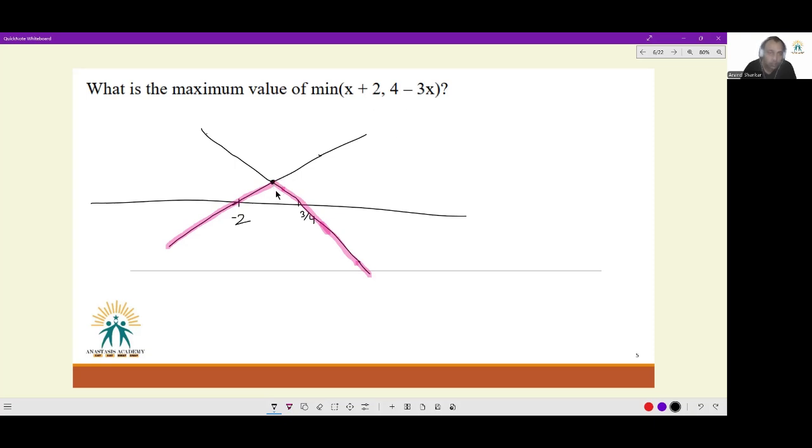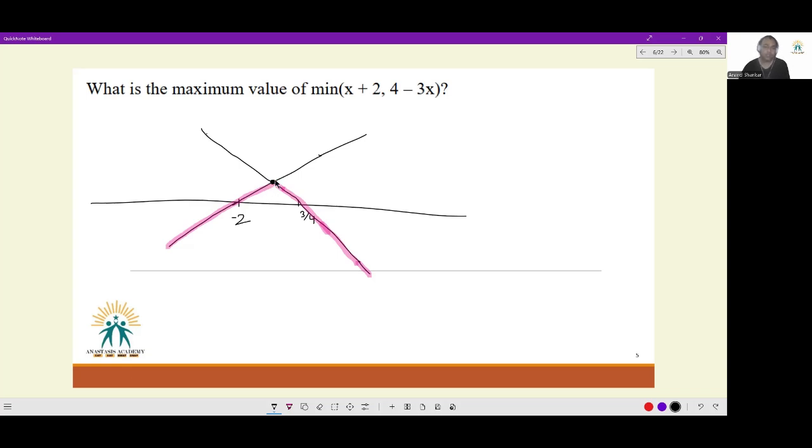The maximum value is going to be attained here because on the left-hand side, under it, you are getting a minimum value. The right-hand side, under it, you're getting a minimum value. So where do you get the maximum value of this min function? It is going to be here. Now, this is the graphical understanding of it.